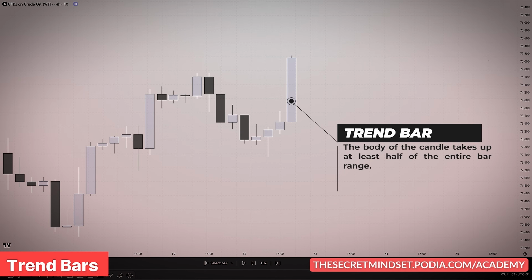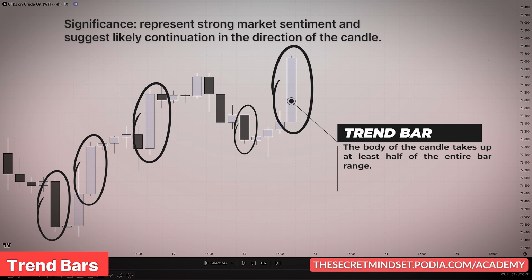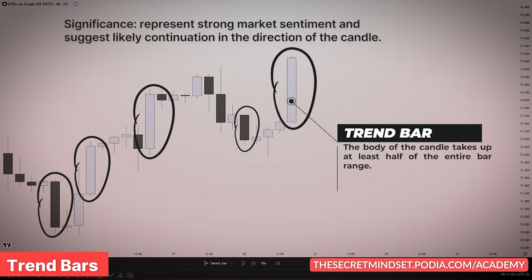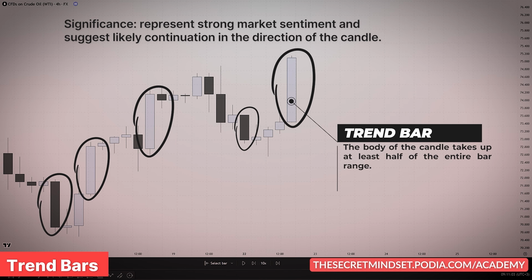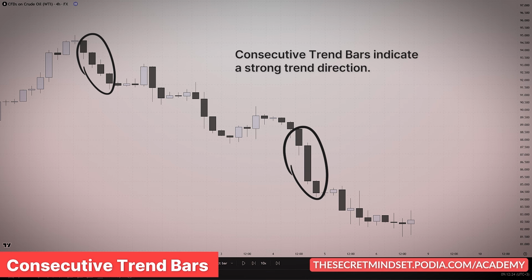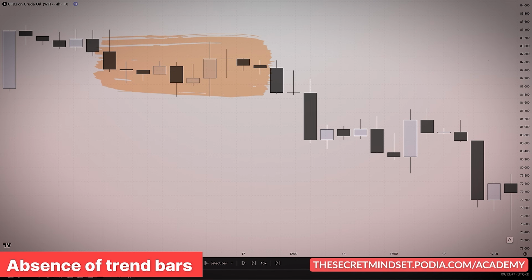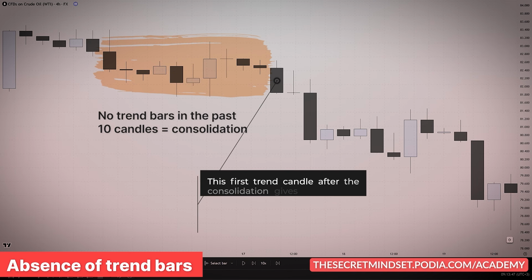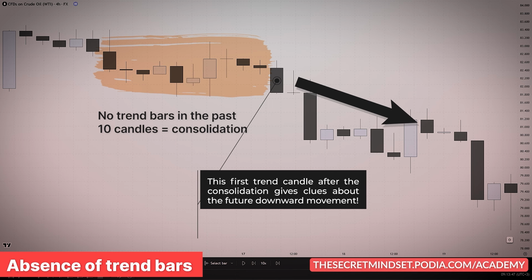When the body of the candle takes up at least half of the entire bar range, you're looking at a trend bar. Trend bars are the heart and soul of market fluctuations. They represent strong market sentiment and suggest a likely continuation in the direction of the candle. When you analyze a chart, pay attention to instances of consecutive trend bars closing in the same direction. If you spot several trend bars in a row, all pointing in the direction of the prevailing trend, it's a clear sign of strength in that direction. If you notice an absence of trend bars over the past 10 or so candles, the market is likely consolidating.